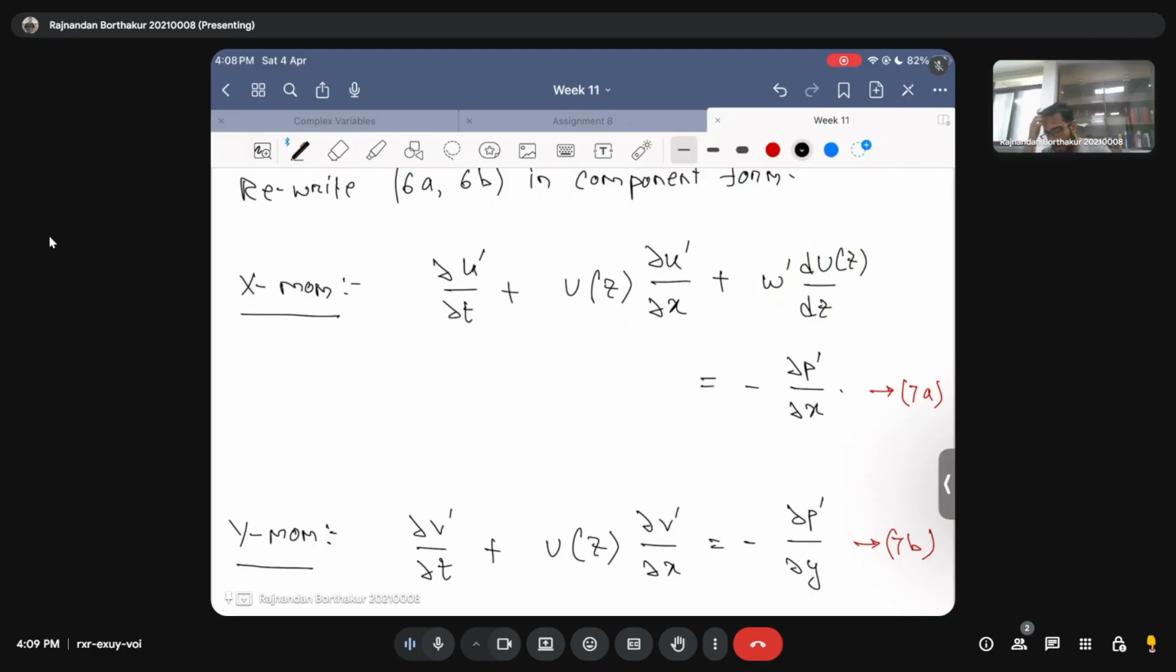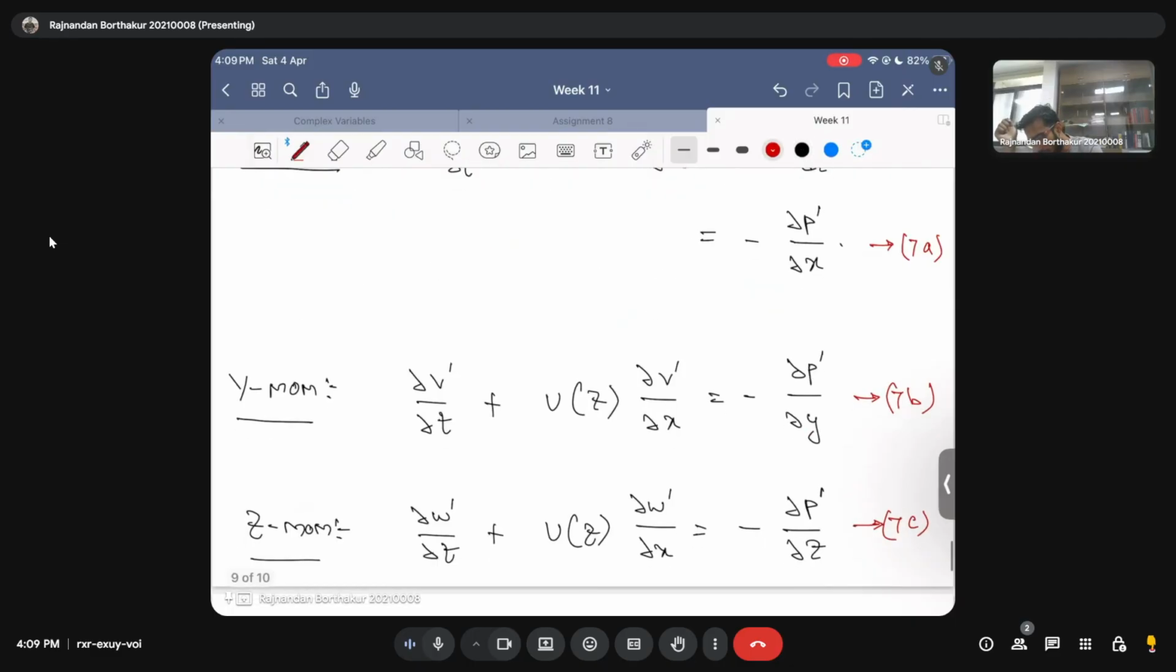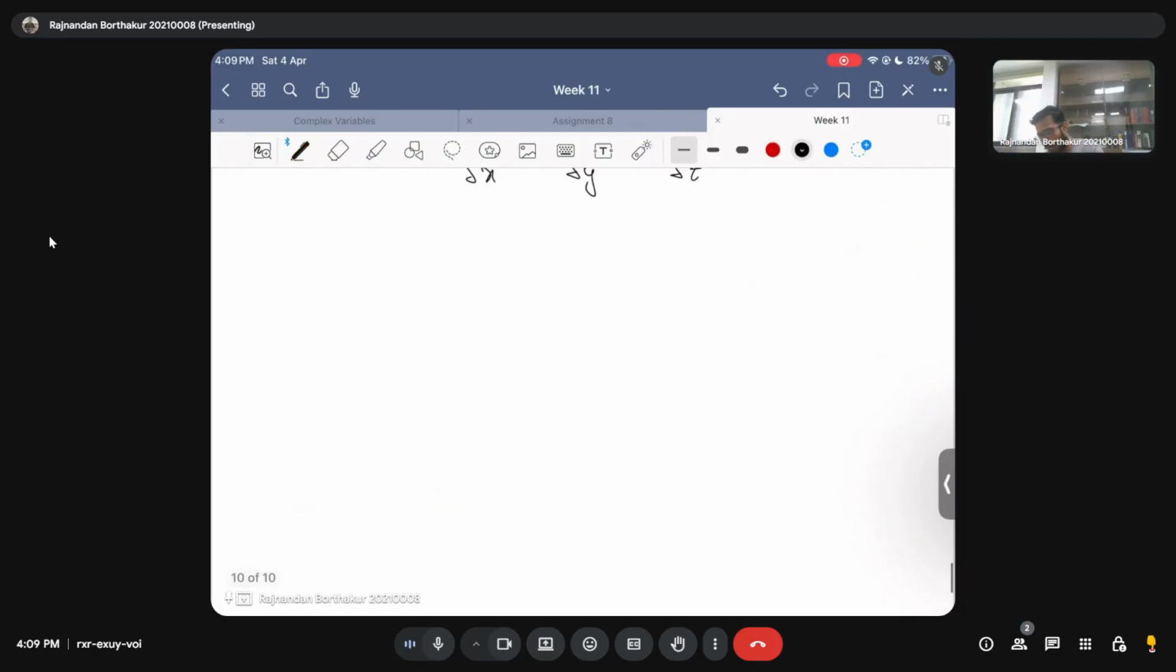That's it. Half of our task is done, because we have derived equations which govern the perturbations, and now all we need to do is solve for these perturbations. For example, we'll solve for u prime, v prime, w prime, and also p prime. So the unknowns that we will solve for are u prime, v prime, w prime, and p prime.